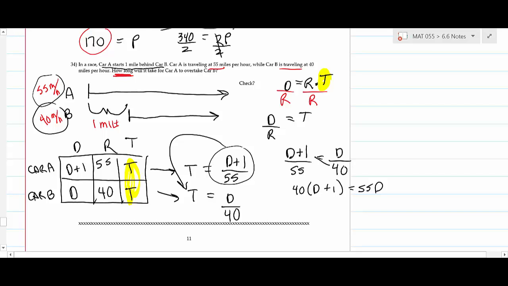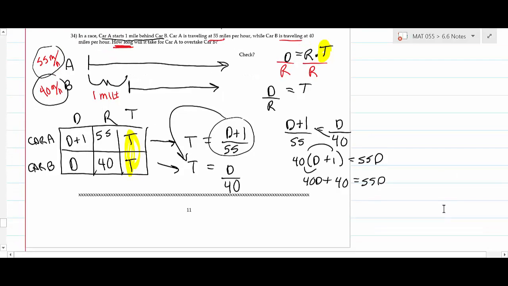Solve the equation. Do the distributive property. That's going to be 40D plus 40 is equal to 55D. Decide which side you want the D's on. I'm just going to move the 40 here to get 40 equals 55D. And then I can divide by, whoops, why am I doing that? I'm way ahead of myself here. That needs to be 55D minus 40D. So that's going to be 40 equals 15D.